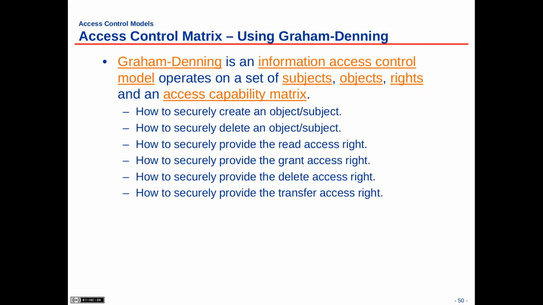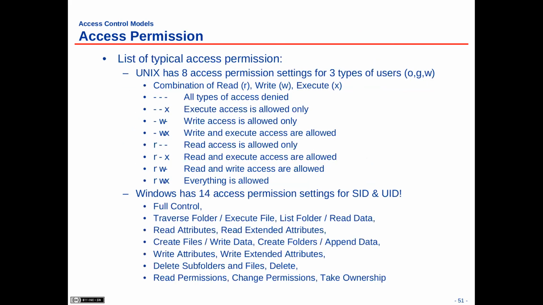All right, this is another one here, actually. Okay, let's go right here. All right, so these are the typical access permissions. Here is showing all types of access denied. The key thing is read equals 4, write equals 2, execute equals 1, right?